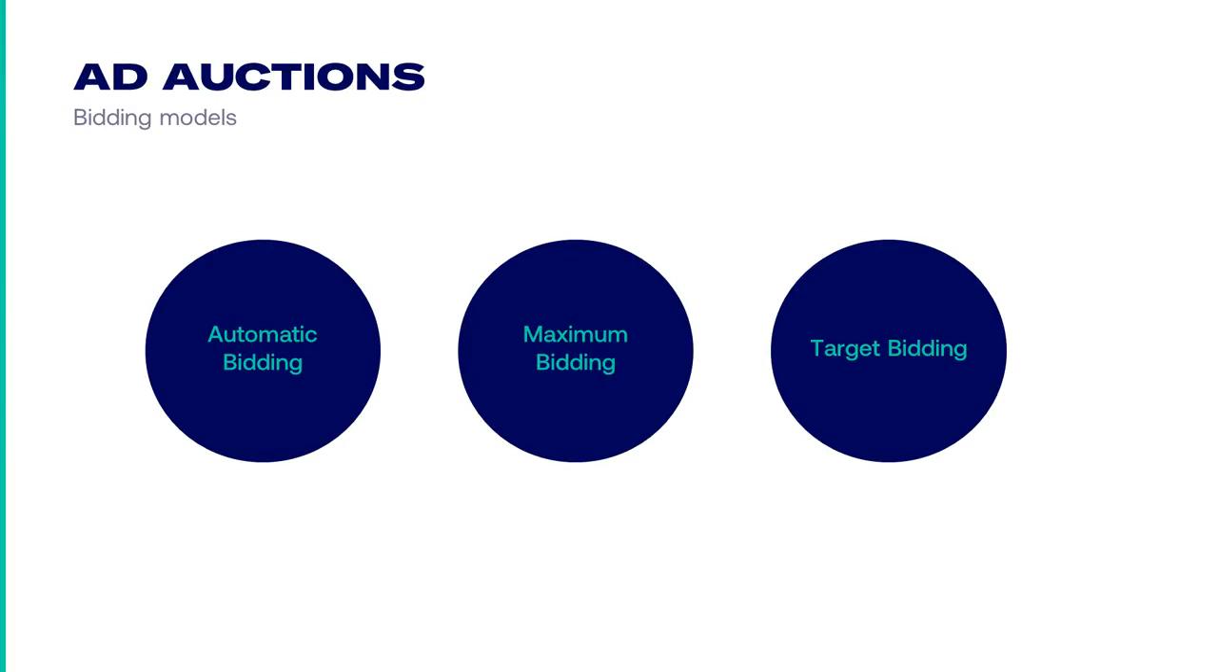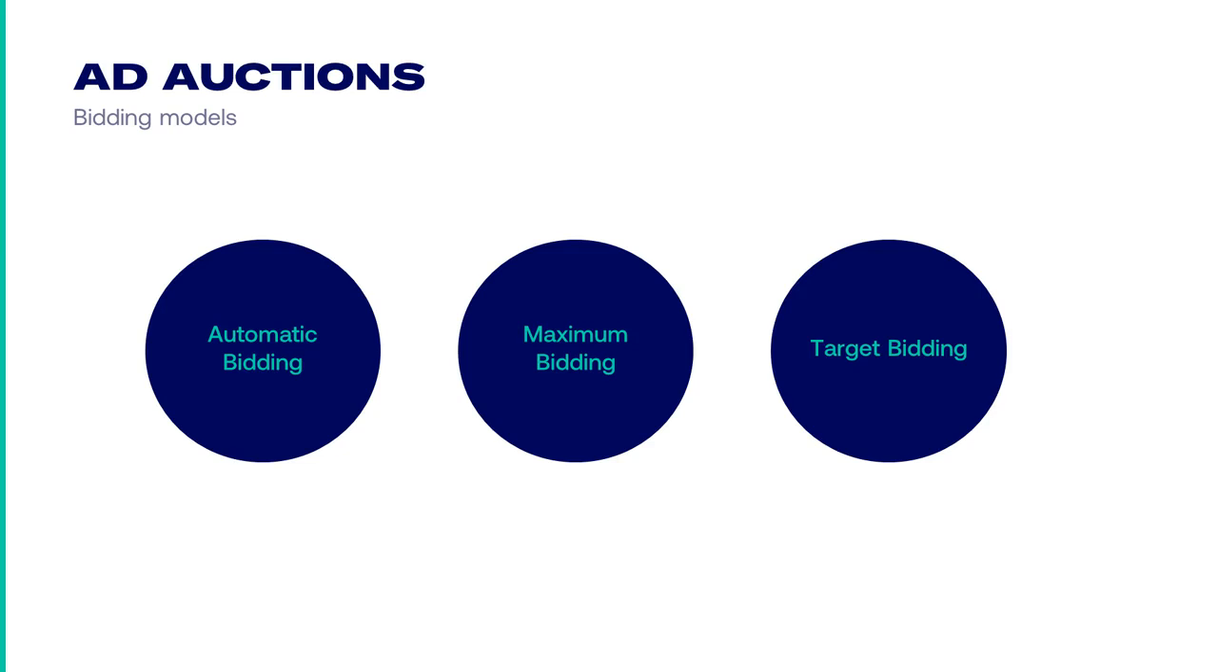So now let's talk about the different Twitter ad bidding models. Twitter ad prices are based on auction models, ensuring marketers achieve the optimal results while creating the best possible experience for users. There are 3 bidding models available. The first is automatic bidding.